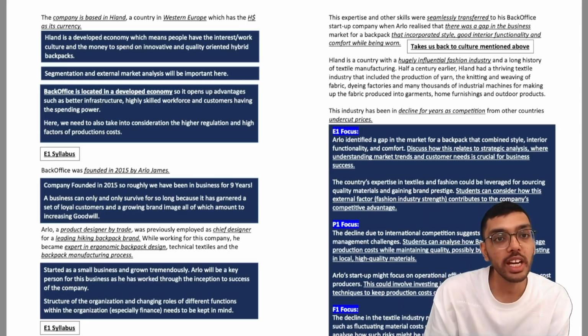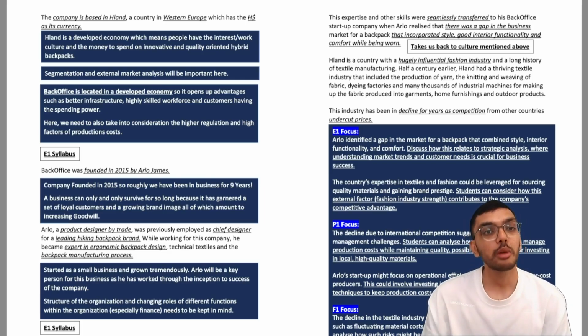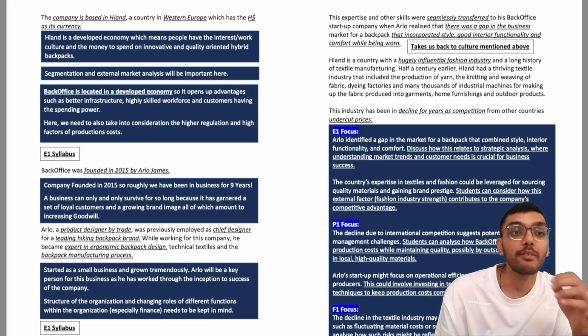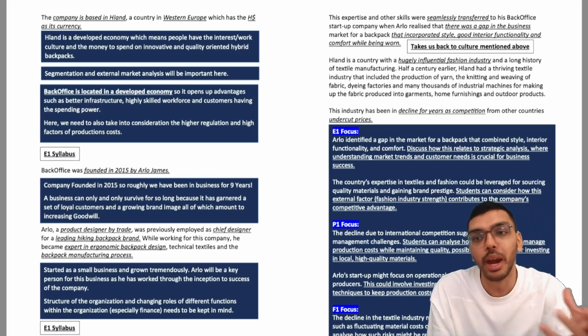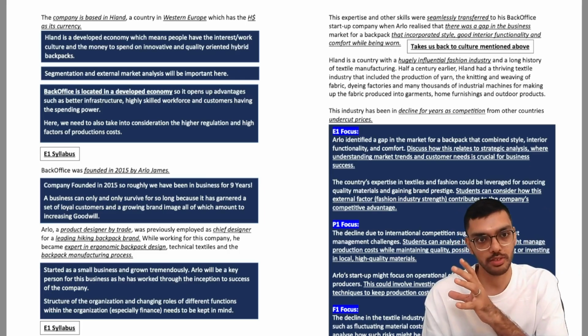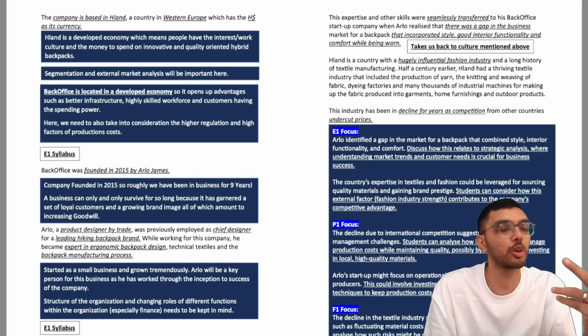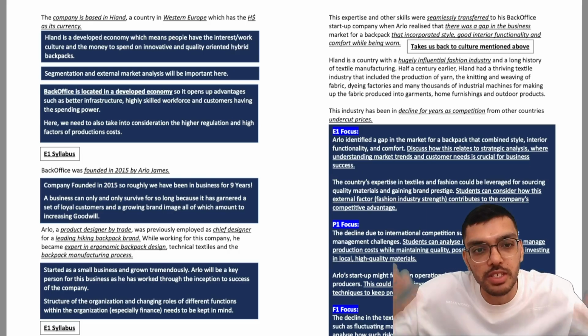So BackOffice is located in a developed economy, so it opens up advantages such as better infrastructure, highly skilled workforce, and customers having good spending power. Here we also need to take into consideration the higher regulation and high factors of production, because you are in this Western Europe highly priced economy in both ways. So a lot to learn from this Western Europe word, which people would automatically not look at if you are not doing this detailed pre-seen analysis with me.